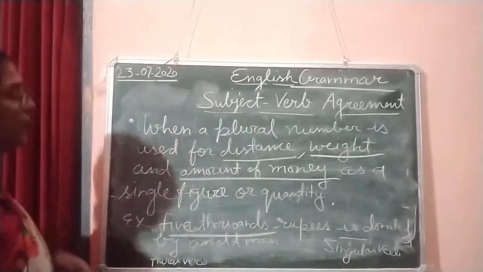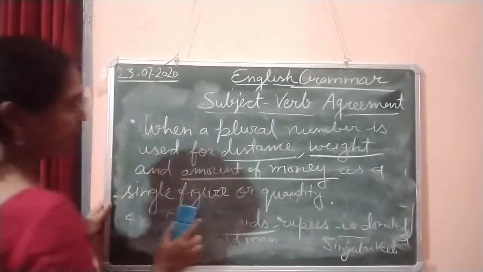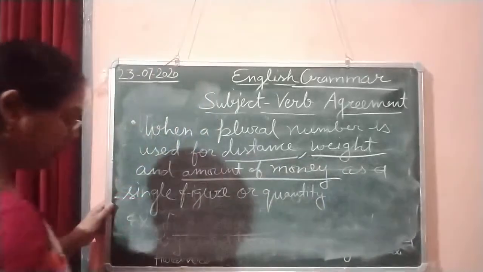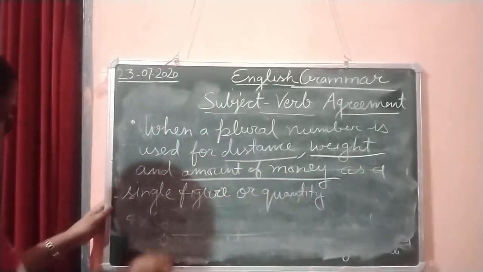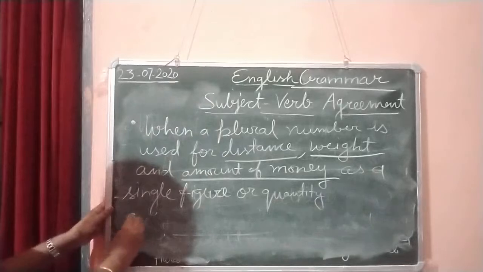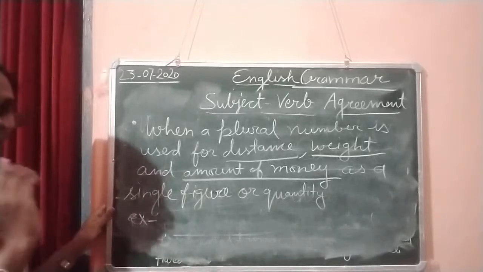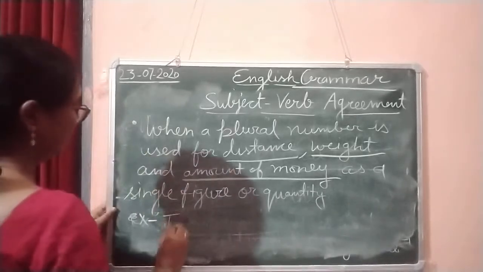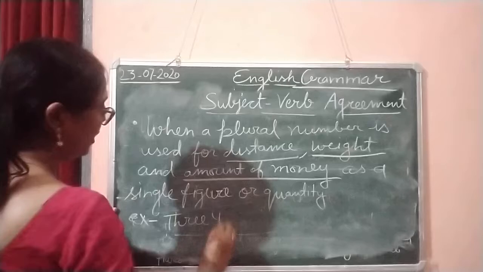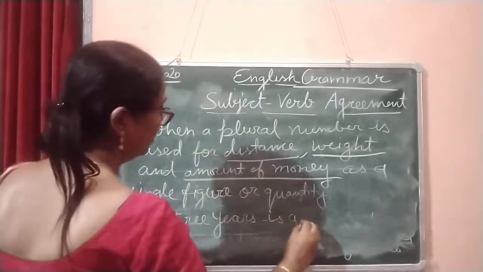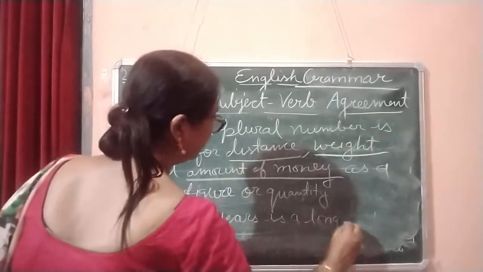Now next example. I am going to give you example number 2 about years. About years, 3 years is a long time.